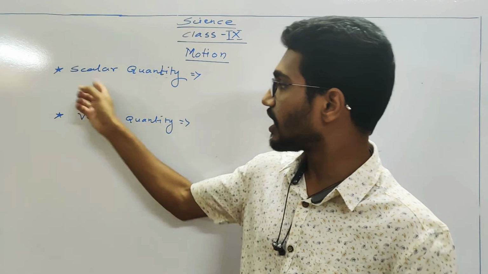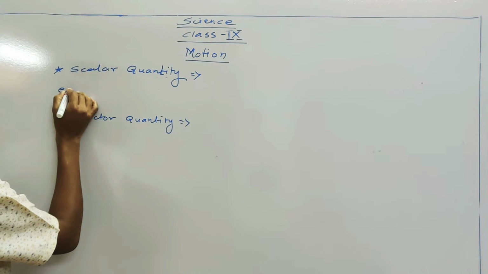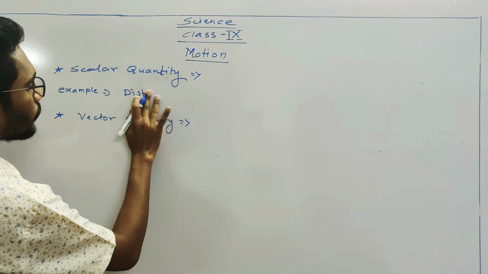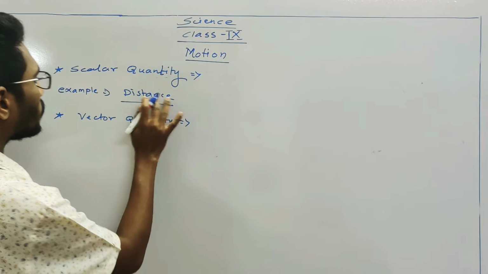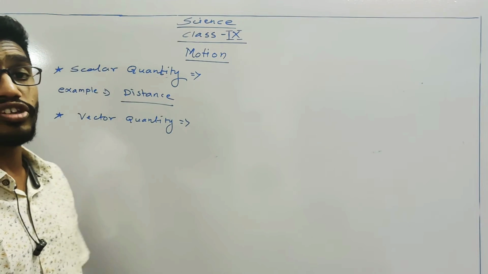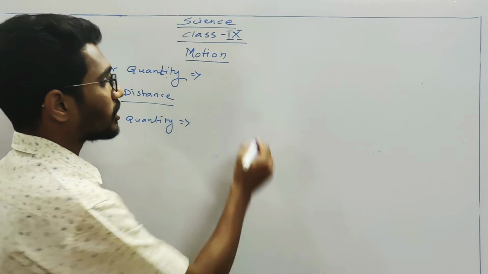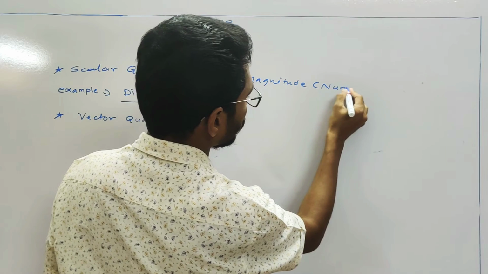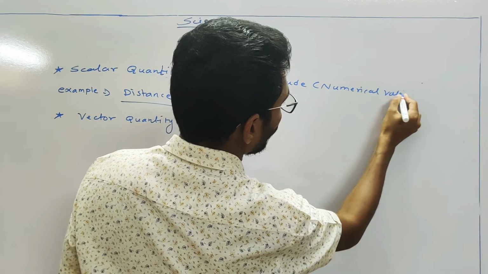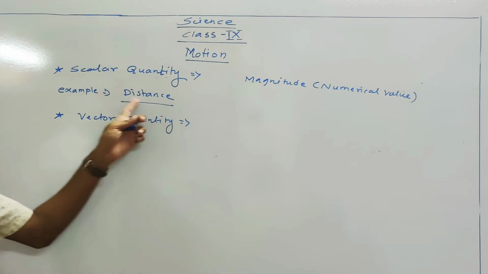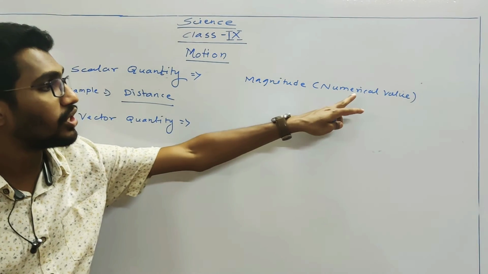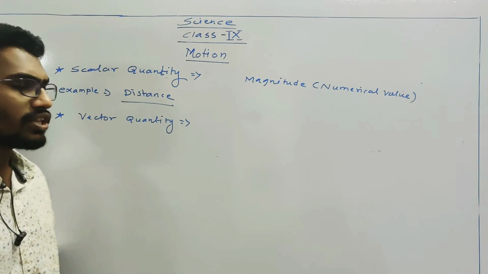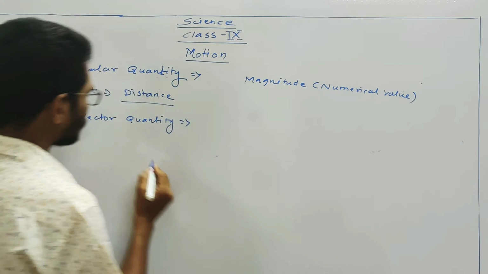So we can say that a scalar quantity, example is distance. So distance will be the scalar quantity which is completely described by only magnitude. Magnitude means what? Number. So distance will be the quantity which is completely described by only numerical value. So that distance comes into scalar quantity. Then what are the vector quantities? Your displacement.